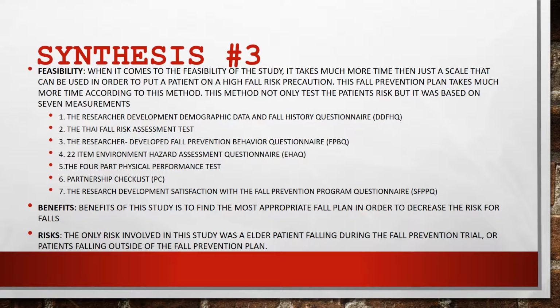1. The researcher-developed demographic data and fall history questionnaire. 2. The fall risk assessment plan. 3. The researcher-developed fall prevention behavior questionnaire. 4. The 22-item environmental hazard assessment questionnaire. 5. The 4-part physical performance test. 6. Partnership checklist. 7. The researcher-developed satisfaction with the fall prevention program questionnaire.